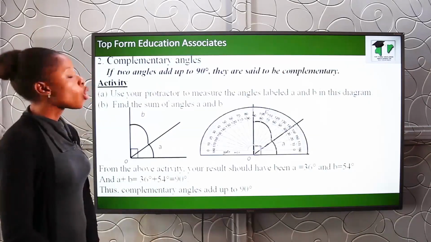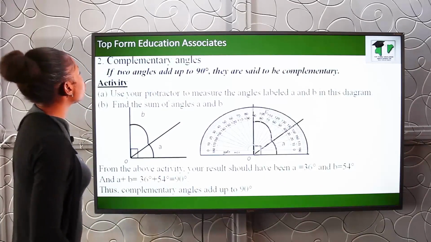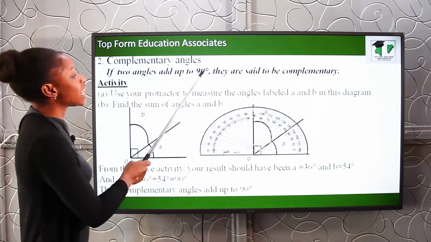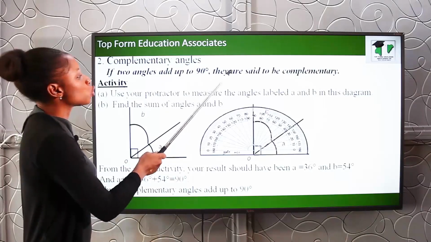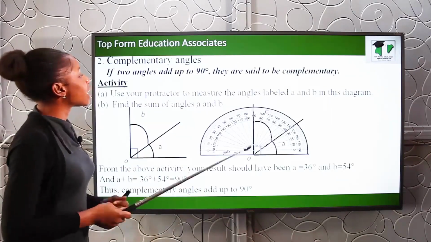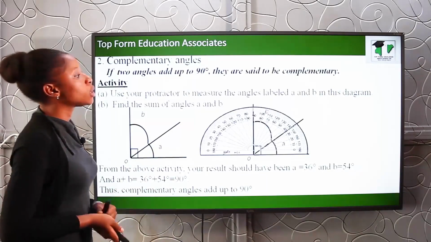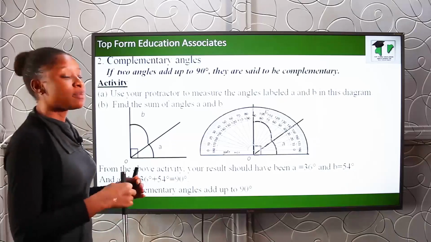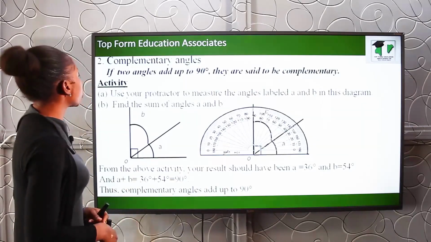Now, number two, we are going to be looking at complementary angles. If two angles add up to 90 degrees, they are said to be complementary. When we say angles are complementary, we mean they complement or complete each other.